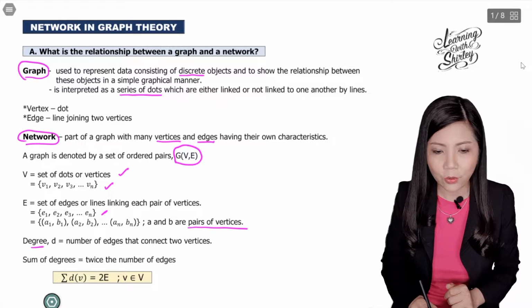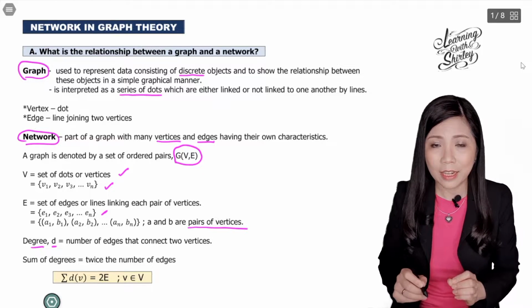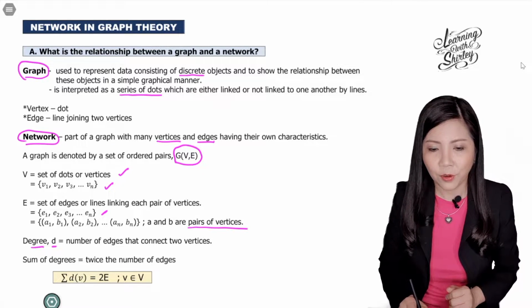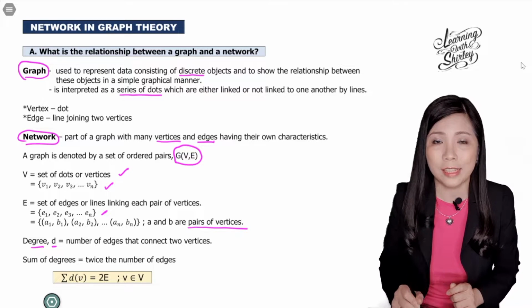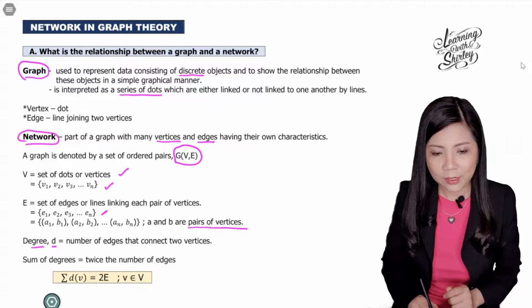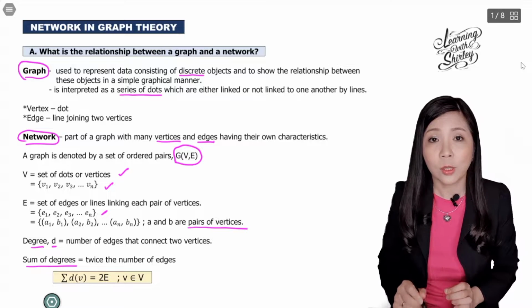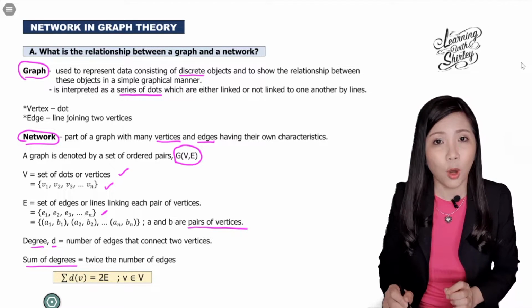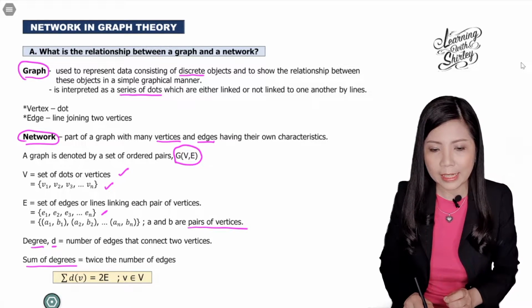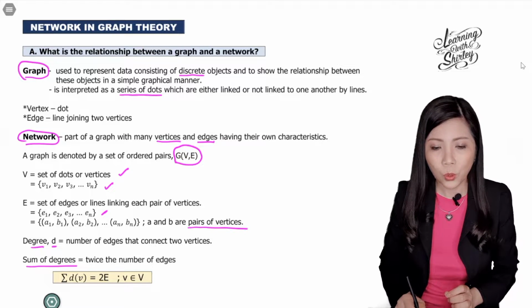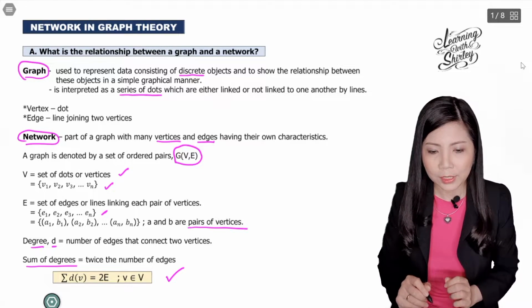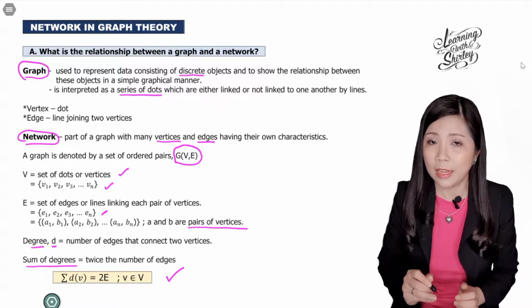So what is degree? Degree is represented by d. It stands for the number of edges that connect to a vertex. Next is the sum of degrees. The sum of degrees is twice the number of edges, so the formula is sigma d(V) = 2E. Remember to memorize this formula, because later we're going to use it in the examples.